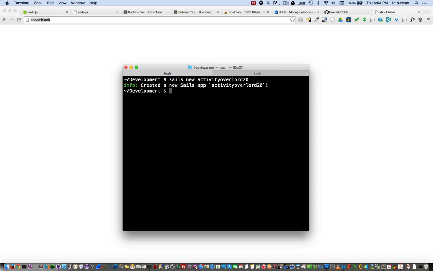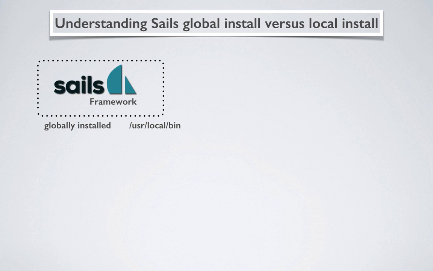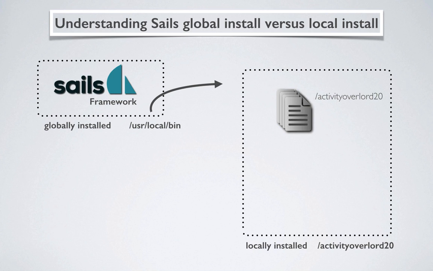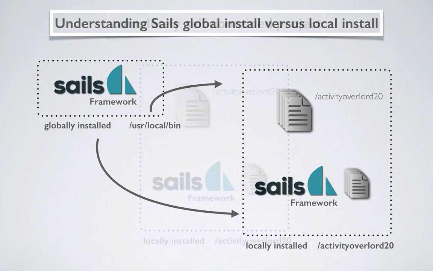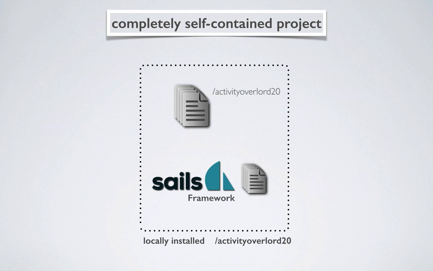So what just happened? Sails used the globally installed version of itself to generate all of the necessary initial structure for our application. That includes installing a copy of Sails itself inside our application. That way, Sails applications are completely self-contained. There's no other software outside of our project that we're dependent upon.